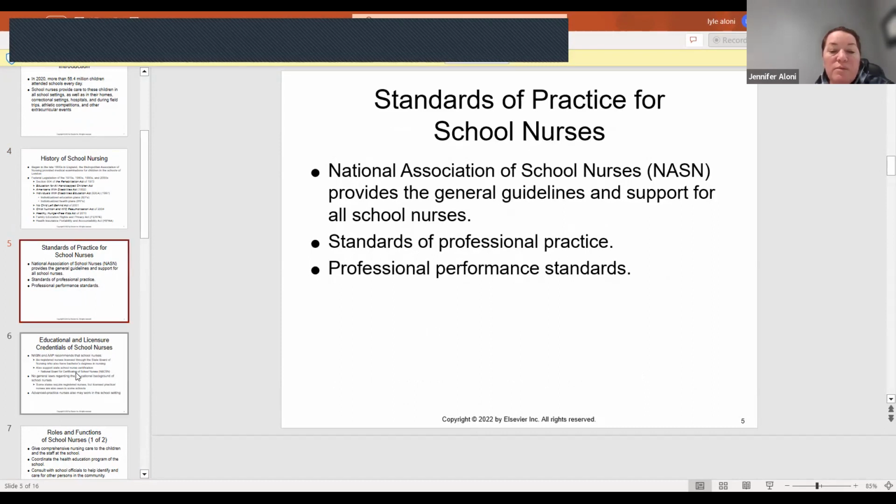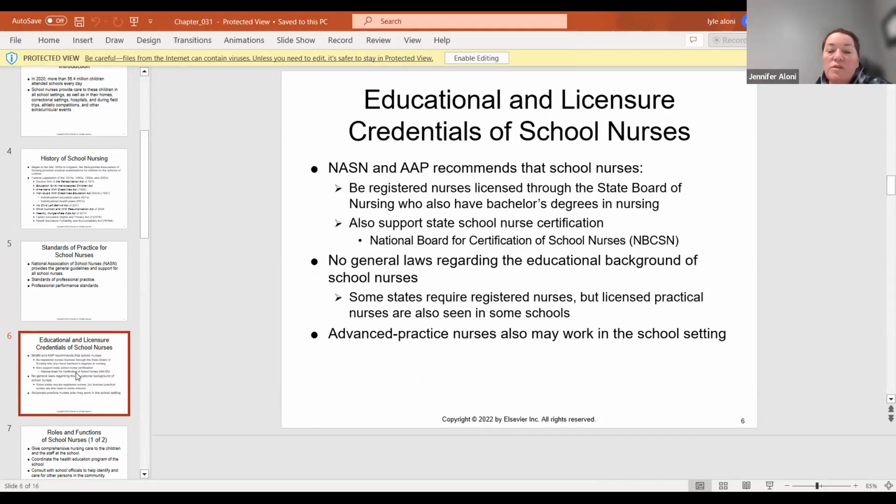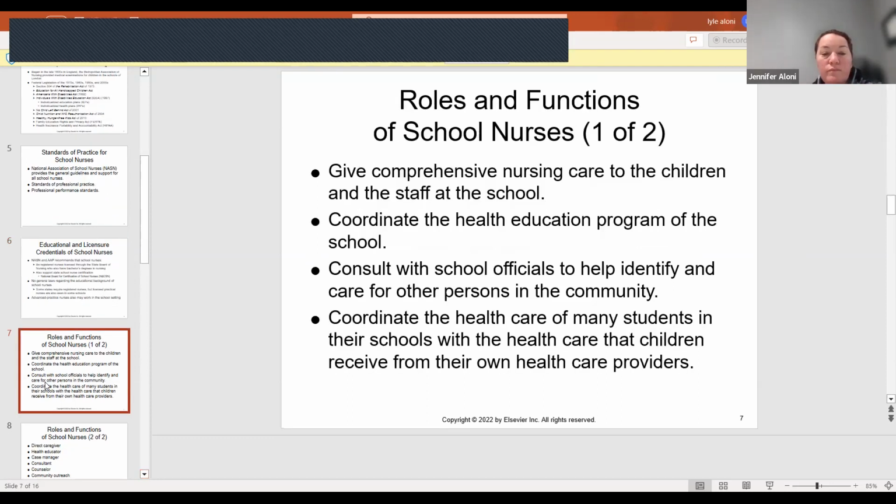We have the National Association of School Nurses, which gives great guidelines and support for all nurses. It gives us standards of practice and what we can do. Know that school nurses should be registered through the state board. They need a bachelor's degree in nursing. You can also get the national certification for school nursing. And there's really no general laws, but it is recommended by the American Academy of Pediatrics that they are registered nurses and that they do have their bachelor's degree.